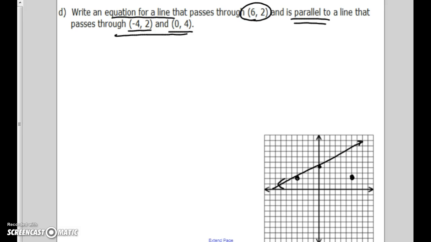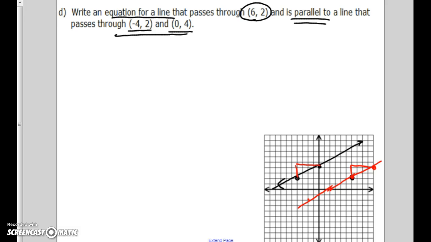And now I need to write an equation of a line that passes through 6, 2, which is this point right here. And it's parallel. Well, I can do slope here, up 2 and over 1, 2, 3, 4. So from here I could go up 2 and over 4. That would be my next point. Or I could go down 2 and to the left 4. Right? And I keep going.